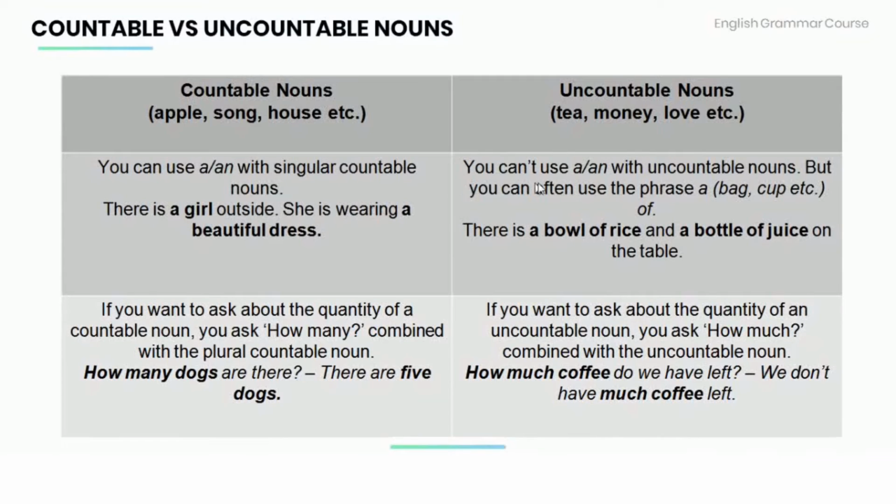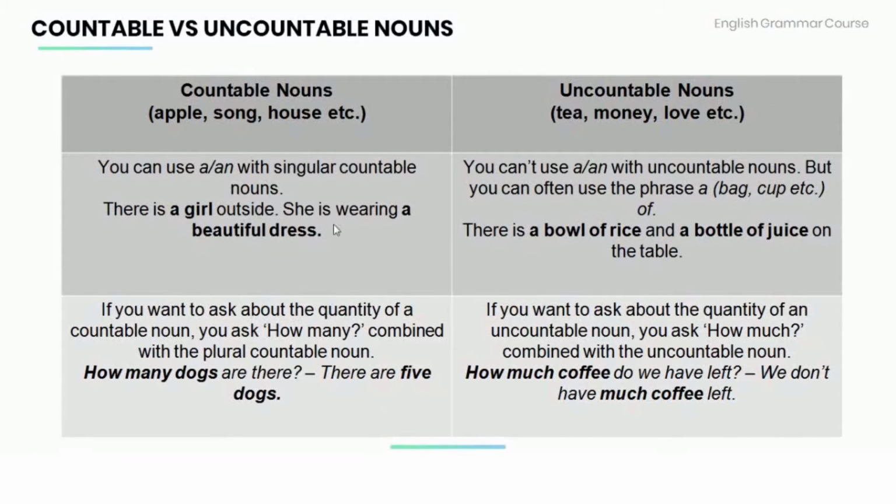However, we cannot use a or an with uncountable nouns, but you can often use the phrase a bag of, a cup of, etc. Have a look at the example below. There is a bowl of rice and a bottle of juice on the table.